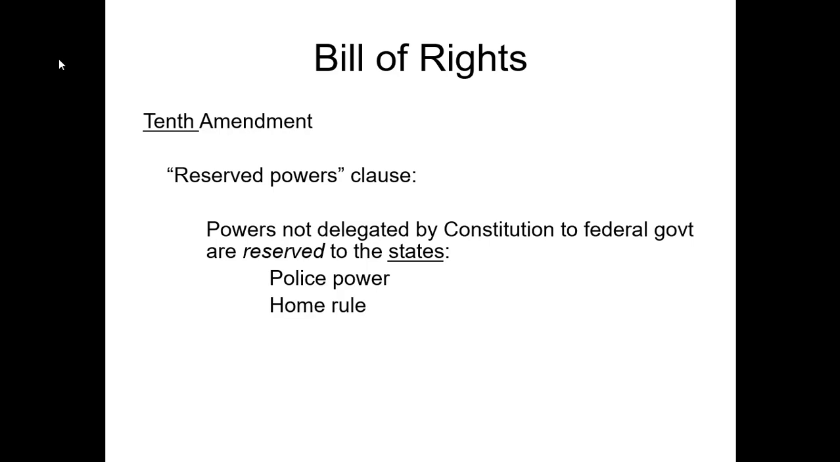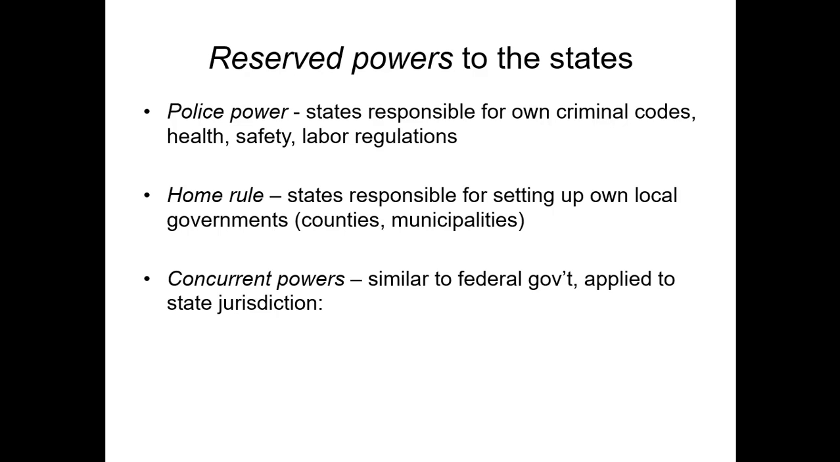Home rule is where each state is responsible for setting up its own system of government, and what we see is that all 50 states have pretty much modeled the federal government almost exactly. Three branches of government: an executive branch led by the governor, a legislative branch that makes the laws called the state legislature, and of course the judicial branch, which is the state court system. And the third category is called concurrent powers, and these are powers that the state has that are similar to what the federal government has to do on a nationwide basis, and that would include collecting taxes and regulating commerce within the state.